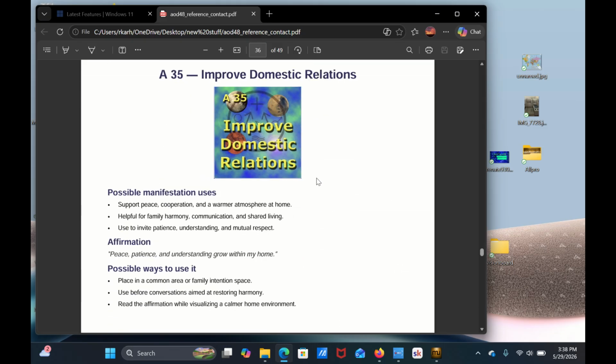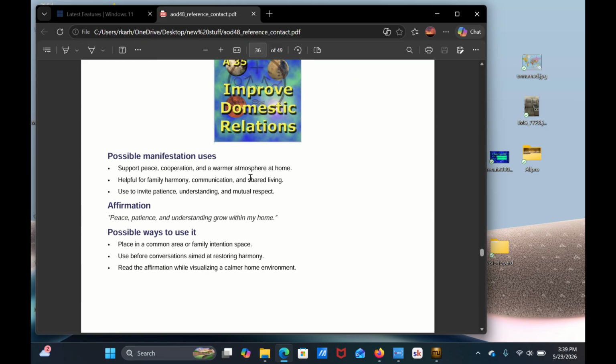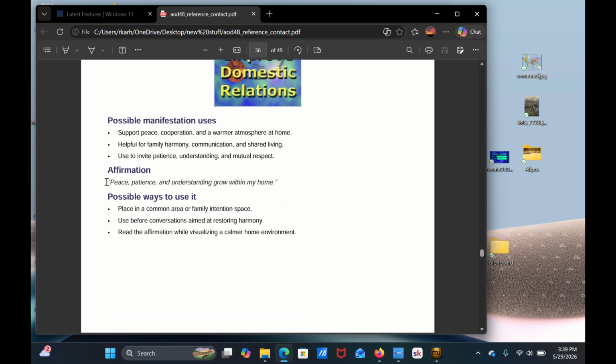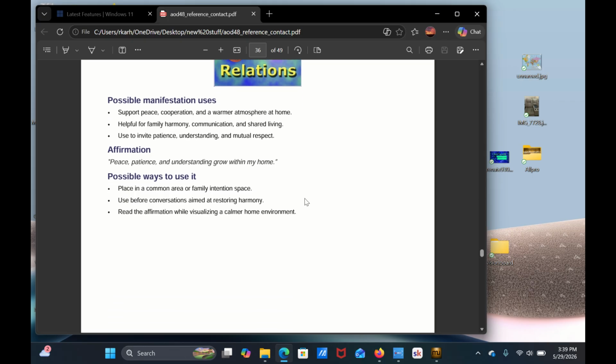Improve domestic relations. Support peace, cooperation, and a warmer atmosphere at home. Helpful for family harmony, communication, and shared living. Used to invite patience, understanding, and mutual respect. Peace, patience, and understanding grow within my home.